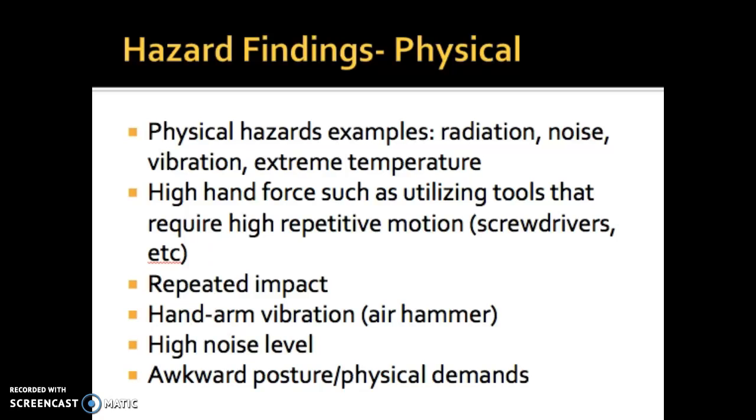We also identified several physical hazards in the machine shop, such as high hand force when utilizing tools that require high repetitive motion, repeated impact such as one using their hands as a hammer more than once per minute, high hand vibrations from utilizing the air hammers on site, high noise levels, which was recorded between 60 and 80 dBs, and a final physical hazard of concern is the physically demanding labor required for the job, which includes heavy lifting and staying in stationary, awkward positions for extended amounts of time.